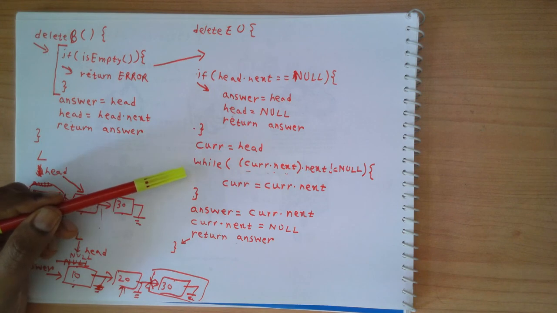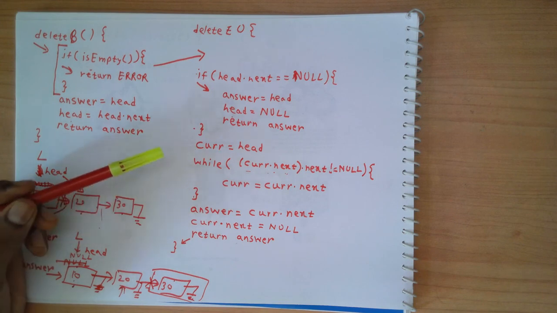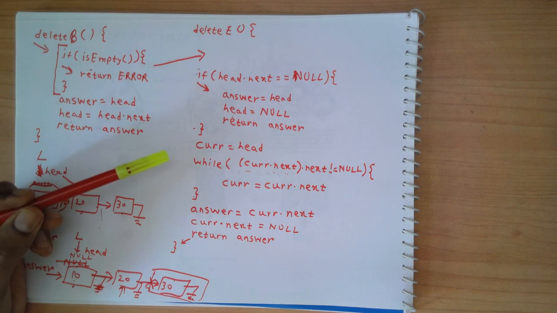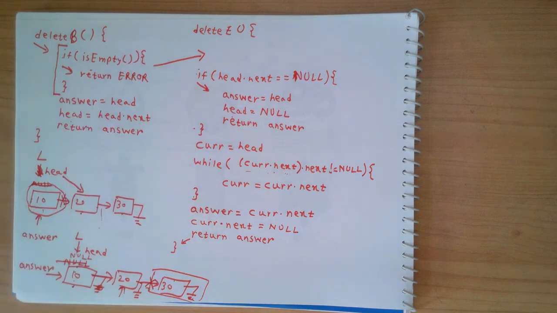So in the worst case, if my list has n elements, deletion from the end would require theta n effort. So deletion from the end belongs to theta of n. It's linear time.